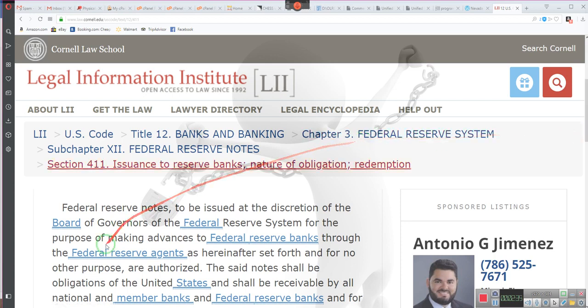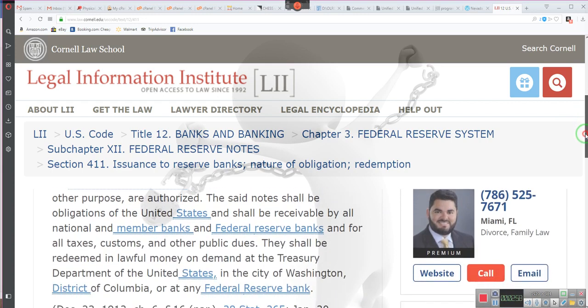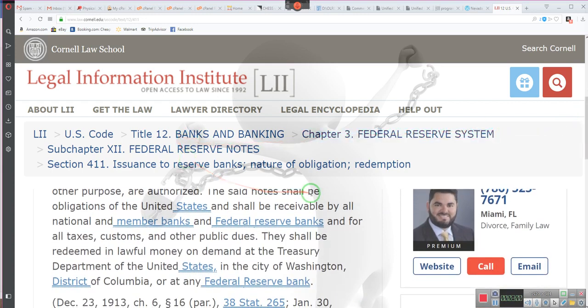Now, pay attention. It says Federal Reserve notes to be issued at the discretion of the Board of Governors of the Federal Reserve System for the purpose of making advancements to Federal Reserve banks through the Federal Reserve agents, as hereinafter set forth, and for no other purpose are authorized. The said notes are obligations of the United States. Hold on now. This is where you need to pay attention, because you need to understand that it shall be obligations, okay?